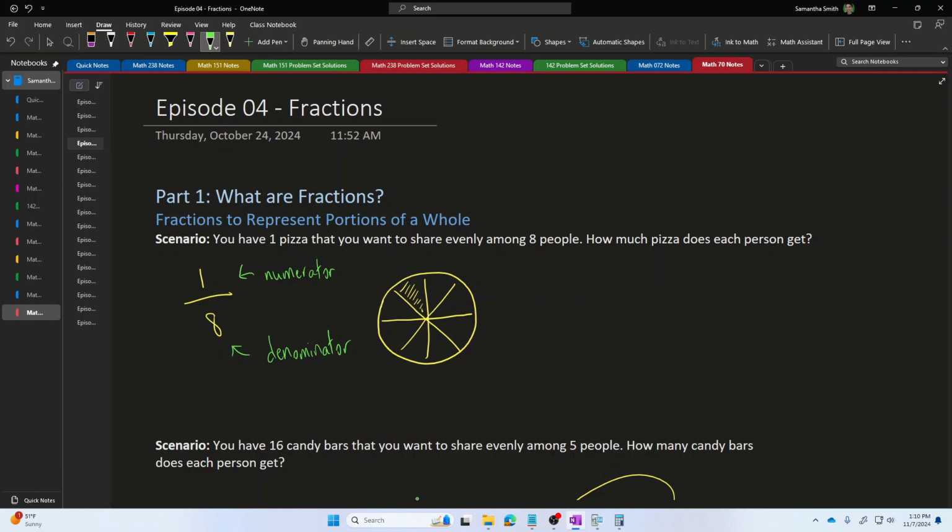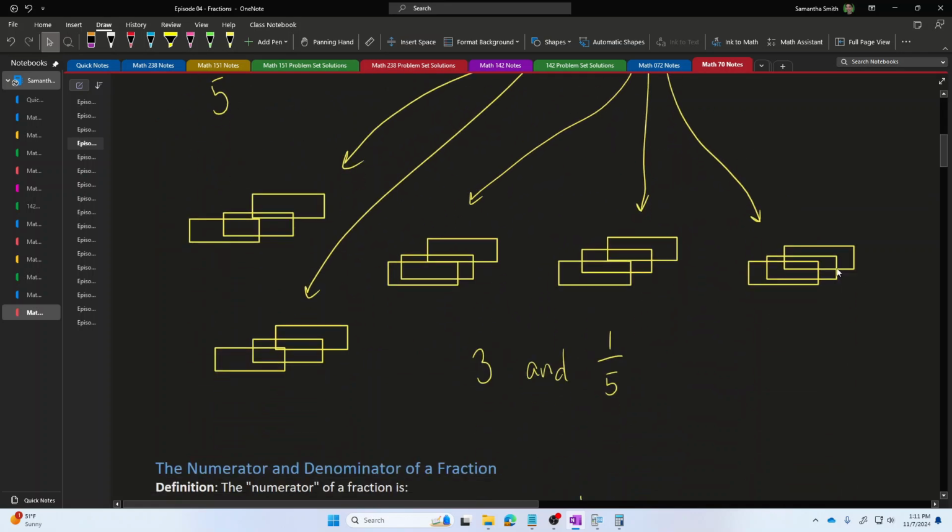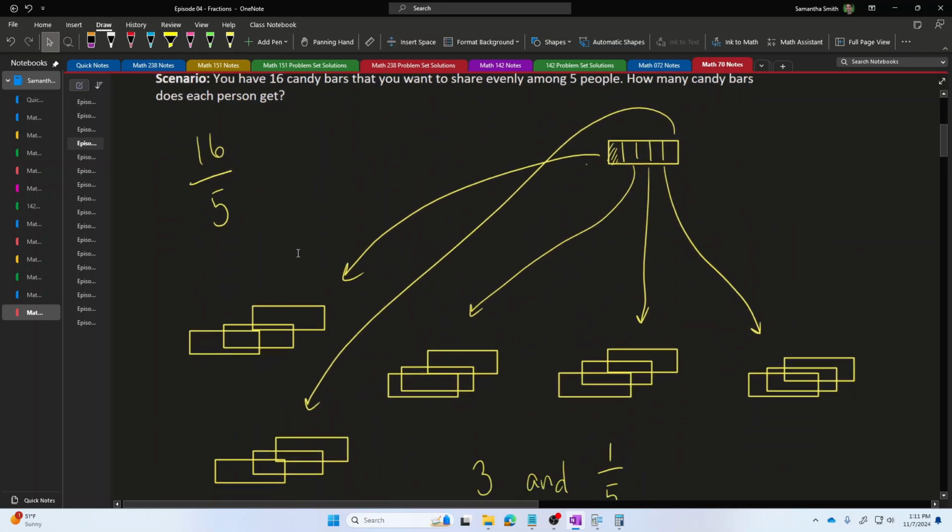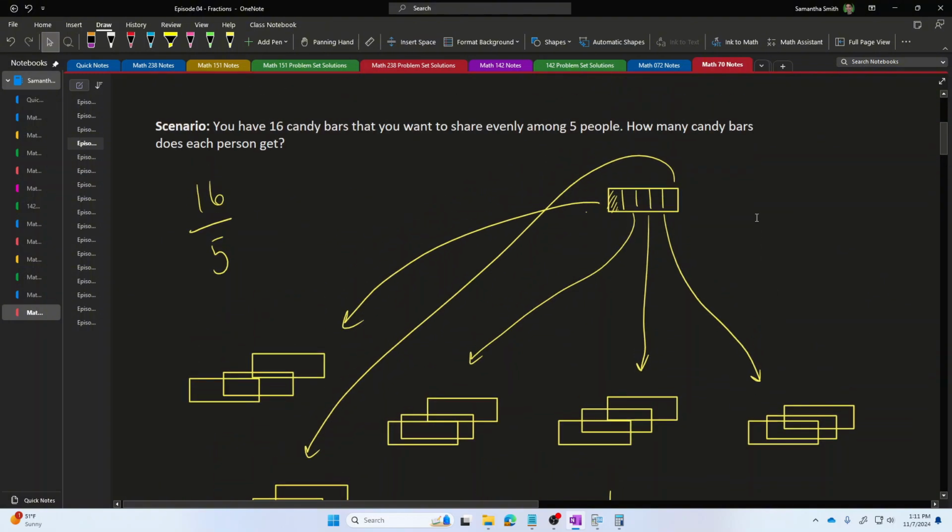The numerator contains the NUM for like number, right? And so the numerator is the number of pieces each gets. The denominator is telling you basically the size of each piece. If your denominator is 8, that means that your pizza has been cut into 8 pieces. So each piece is relatively small if your denominator is 8. If your denominator is 5, like in 16/5 or 1/5, that's telling you your candy bar has been cut into 5 pieces. That 5 is telling you the number of pieces into which your object has been cut.